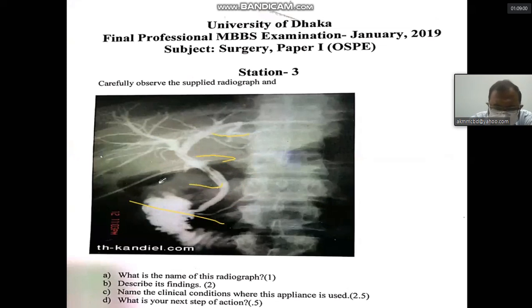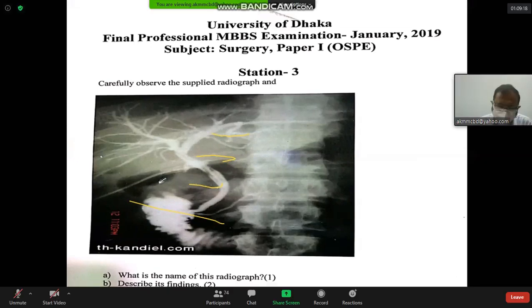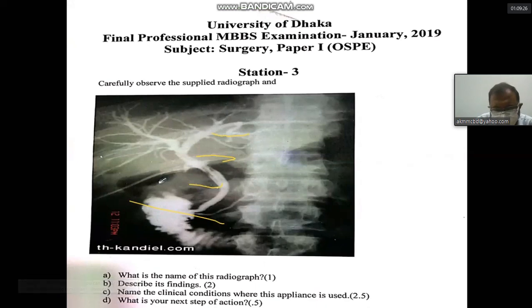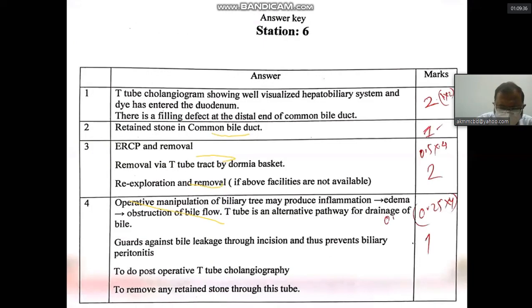Here is another radiograph or imaging. What is it? What is the name of this radiograph? So T-tube cholangiogram. Cholangiogram. Very good. This is like the previous one, so I will not discuss this.